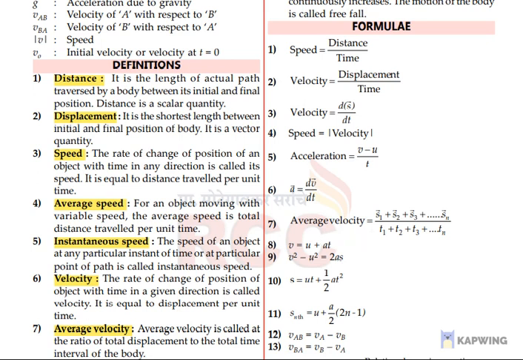Average velocity is equal to (s1 vector plus s2 vector plus s3 vector and so on up to sn vector) divided by (t1 plus t2 plus t3 and so on up to tn).